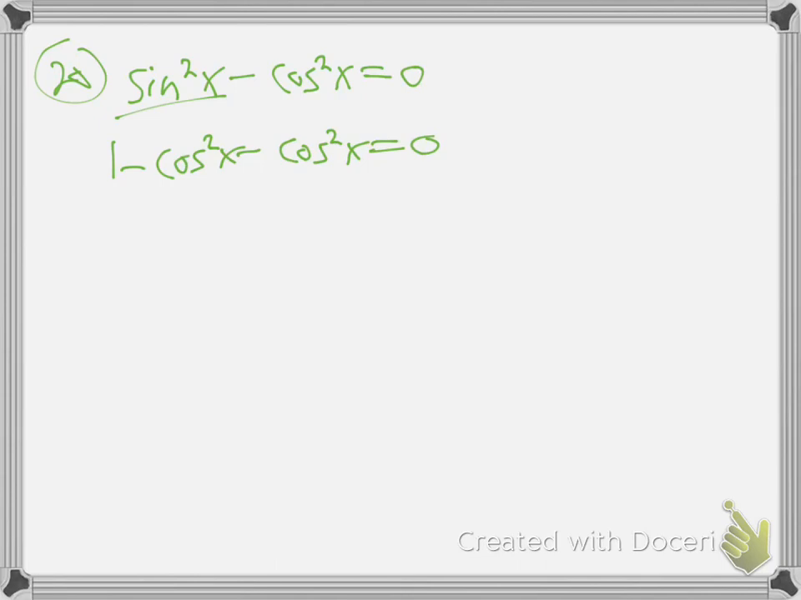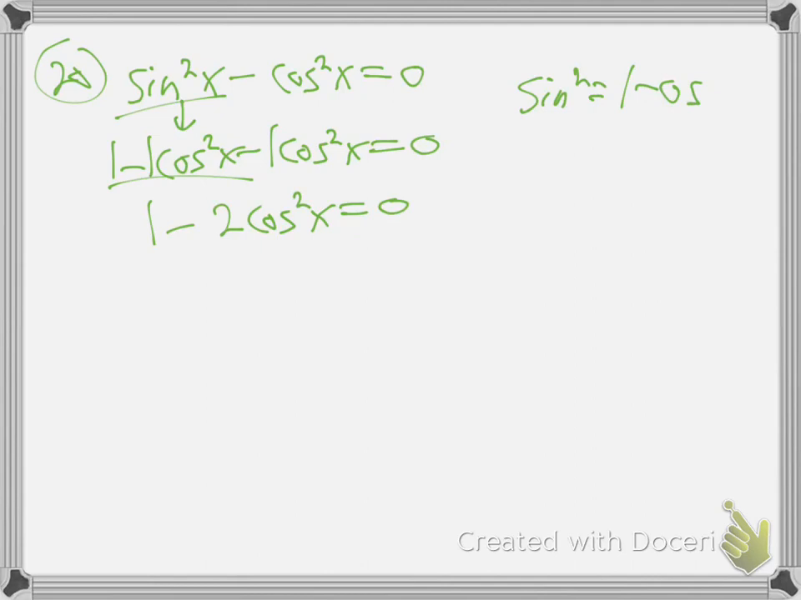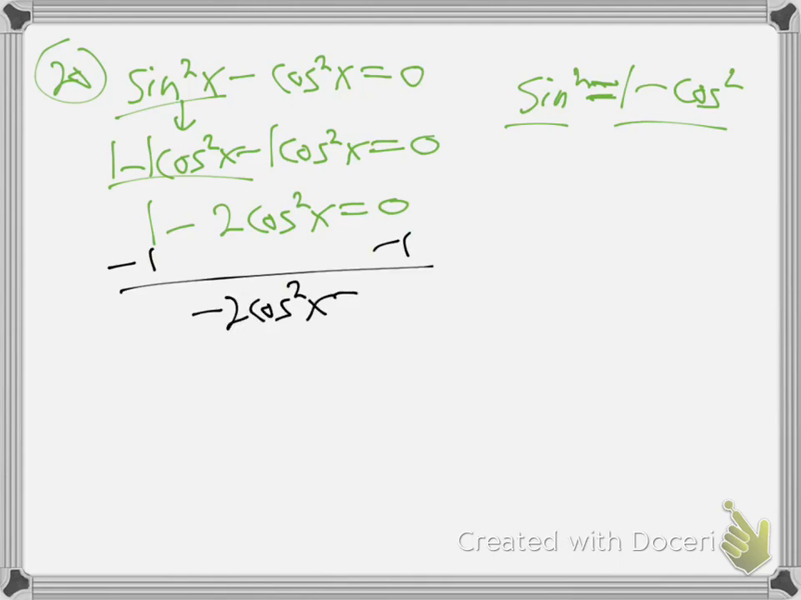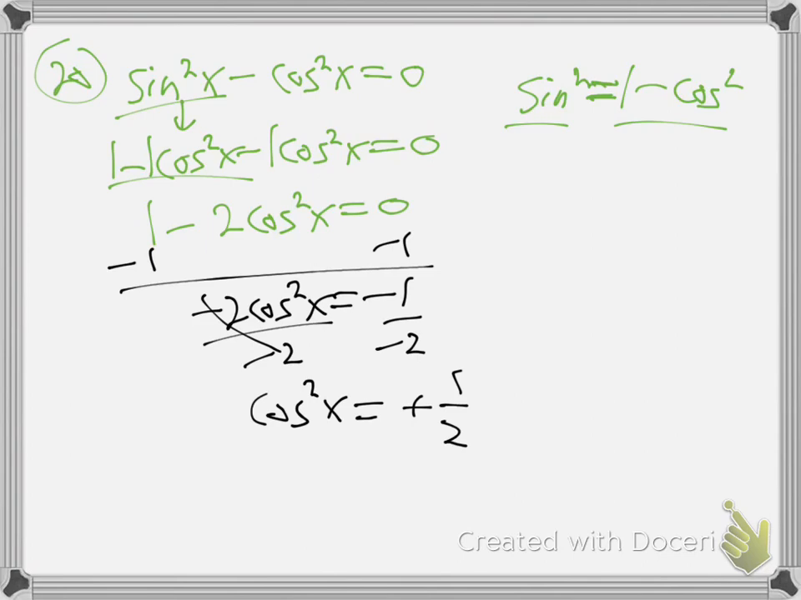You with me? So I'll just do that, and that is what? 1 minus 2 cosine squared. Everybody okay with that? Because it's minus 1 and minus 1, so it's minus 2 cosine squared. So everybody see how I changed that? Because sine squared is 1 minus cosine squared, right? Now, we're to here. How do I solve that? Well, subtract the 1 from both sides, divide by the negative 2. Cosine squared is positive 1/2. We good to there? I just get that piece alone. Good so far.